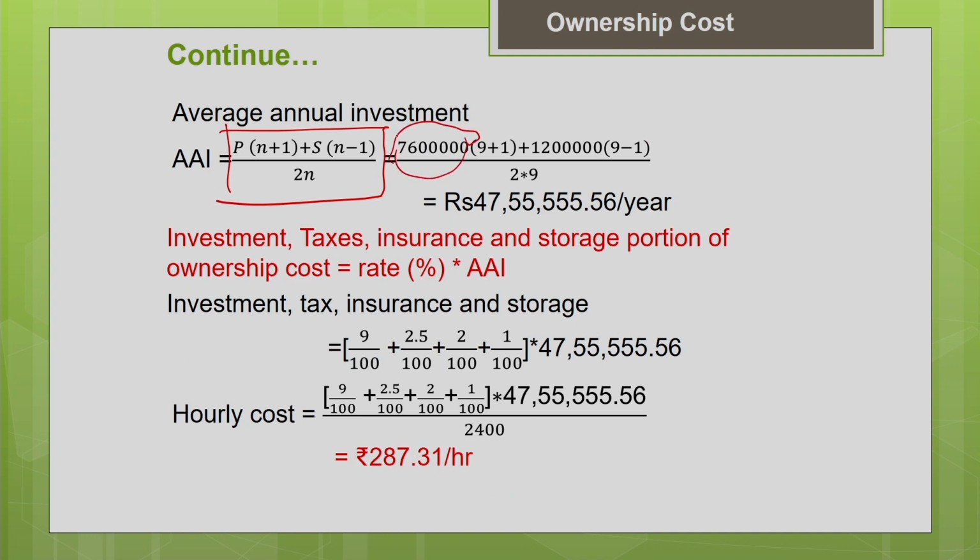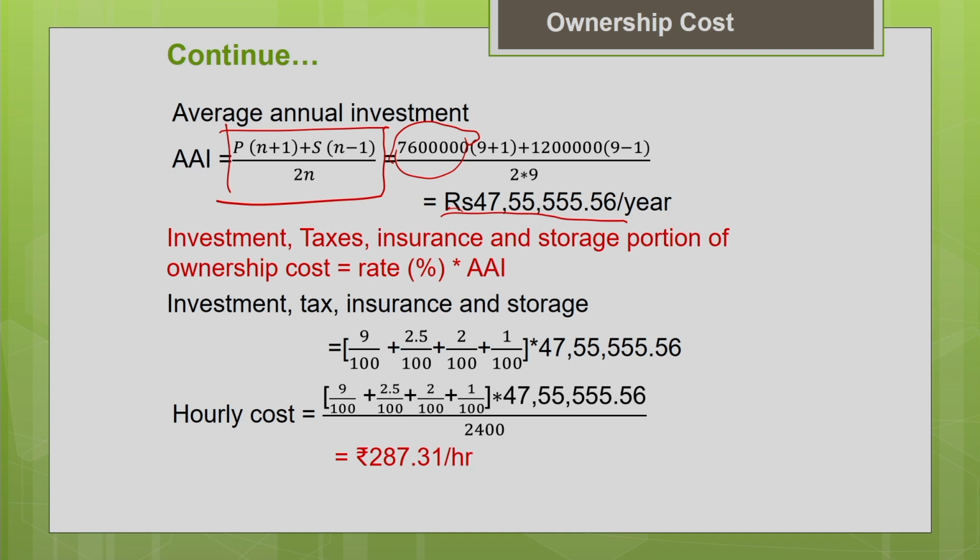76 lakhs into n, where n is 9. So, 9 plus 1, plus salvage value, which is 12 lakh, into n minus 1, that is 9 minus 1, divided by 2 into 9. This gives you the average value of the machine. It is nothing but 47,55,555.56 per year.